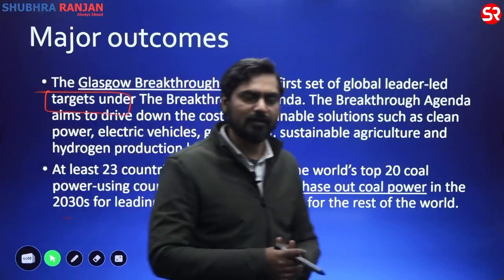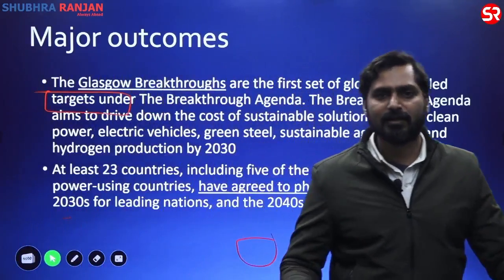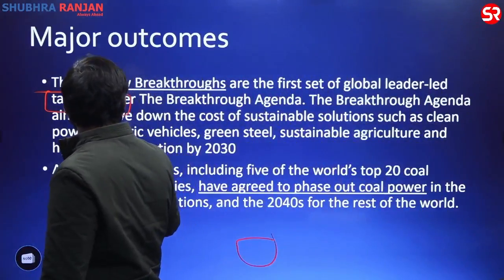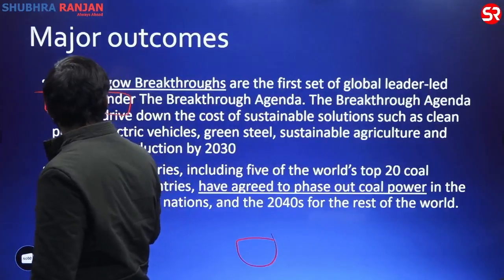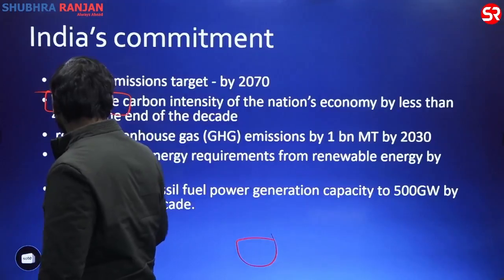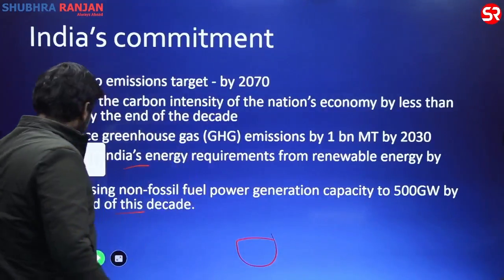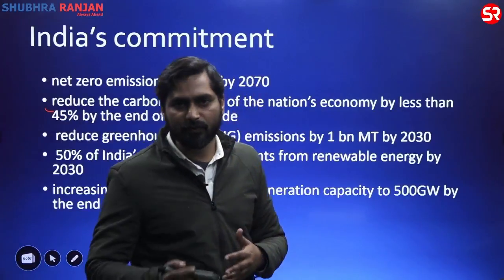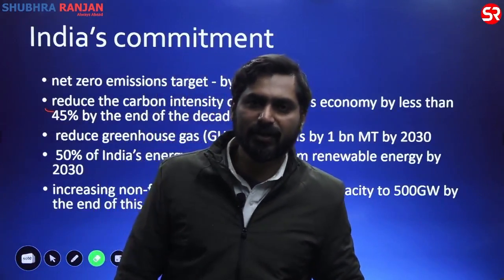So you could have written some of these points. What were the major outcomes? What were some of the major commitments given by India? India said that it would go for net zero emissions by 2070.